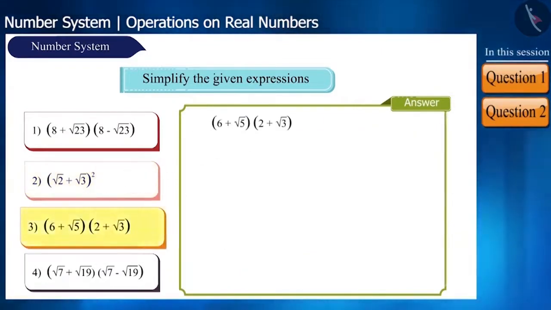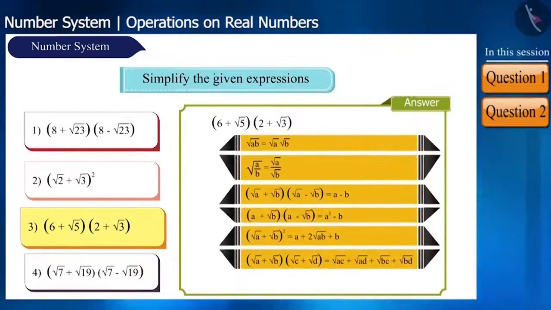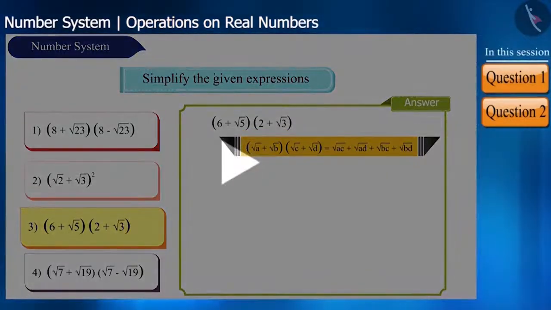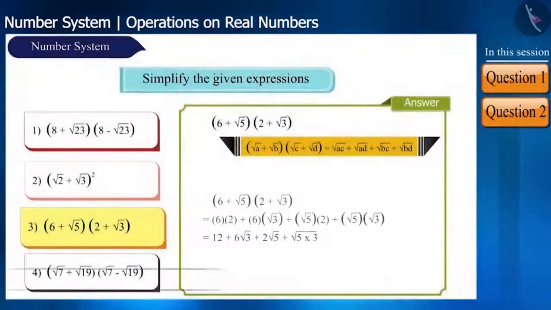Now let's take the next expression. 6 plus root 5, 2 plus root 3. In this expression, we will use the identity root a plus root b, root c plus root d is equal to root ac plus root ad plus root bc plus root bd. It is very easy. Pause the video and try to solve it yourself and see if you're getting the same answer.